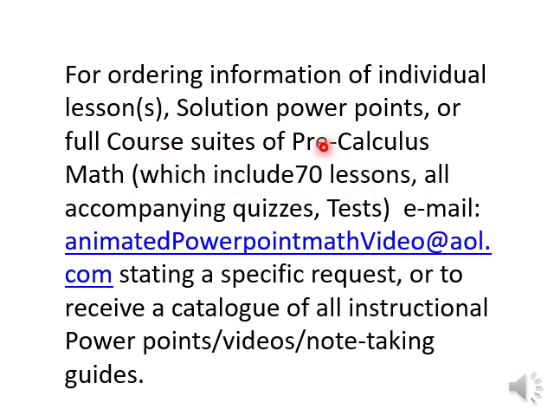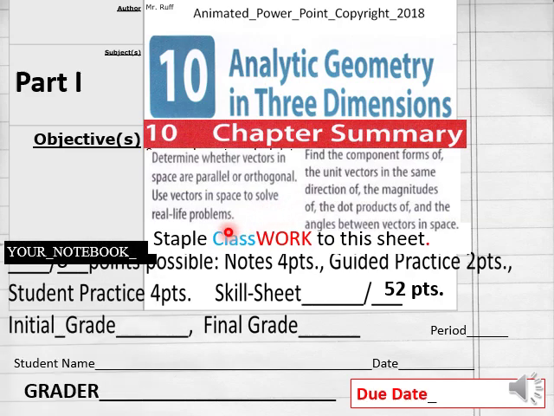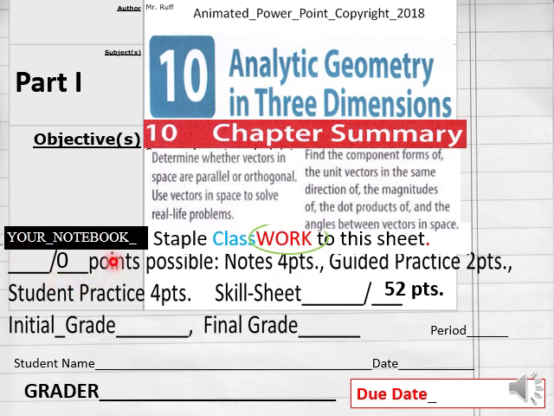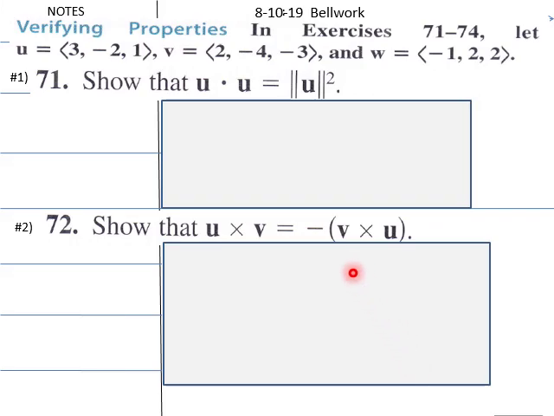Hello everybody, we're getting ready to do the Chapter 10 review and summary, pre-calculus math classwork session. Today, part 1, you have 0 points that will go into your notebook, and we have 52 points that will go onto your classwork sheet, which you should have out in front of you now. Classwork Chapter 10 summary. Name, date, period, due date for onliners and homeschoolers.